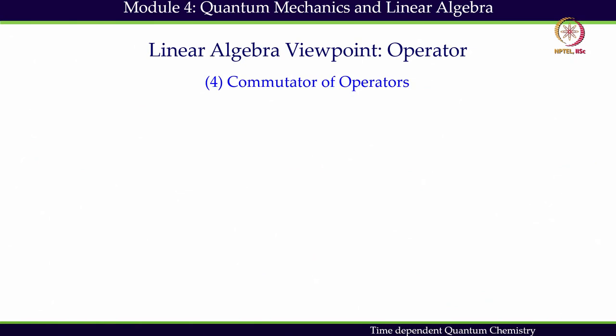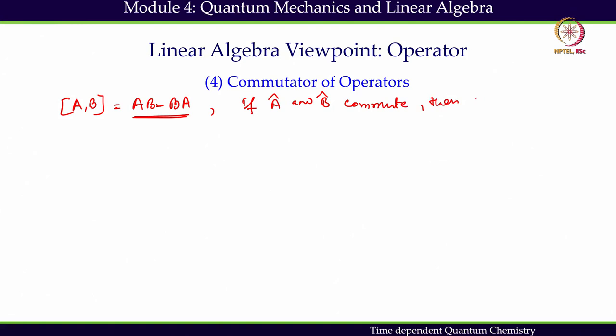We'll move forward. There are many properties of operators, and we are going over the algebra of operators. The commutator of two operators is defined by the bracket A comma B. It is given by AB minus BA. This difference is called the commutator. And if A and B commute, then the commutator equals 0, which means AB equals BA.